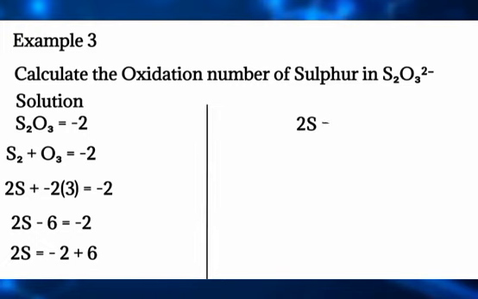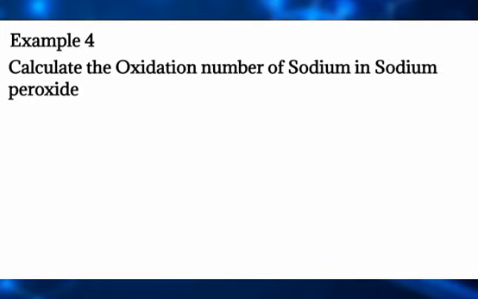The next thing is to divide both sides by the coefficient of sulfur, that is 2. Then S will give us 4 divided by 2. Then we are going to have the oxidation number of sulfur to be +2. Hence, this is called thiosulfate ion. Then the last example for today, we want to find the oxidation number of sodium in sodium peroxide.